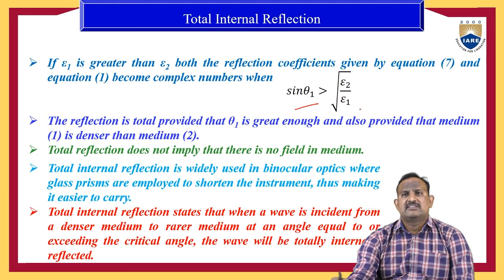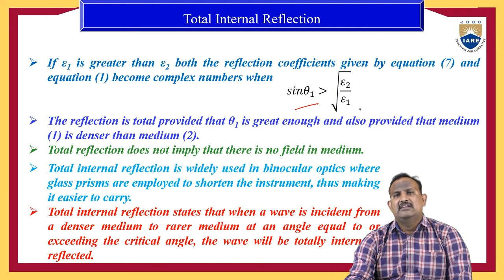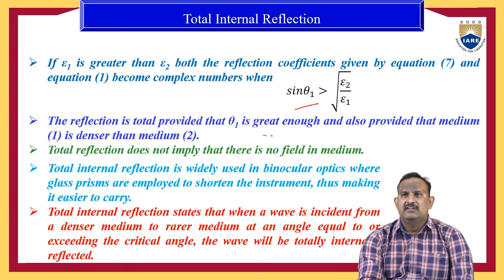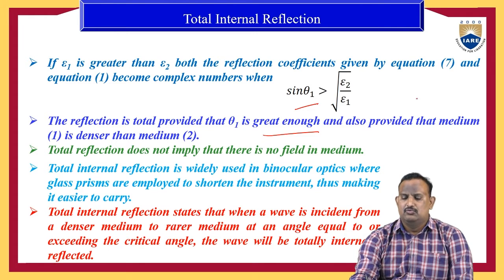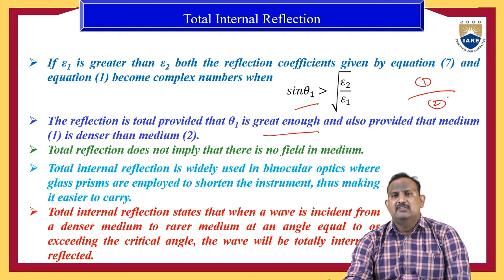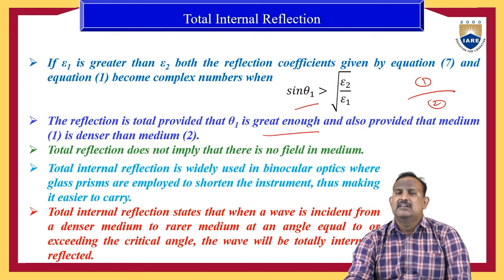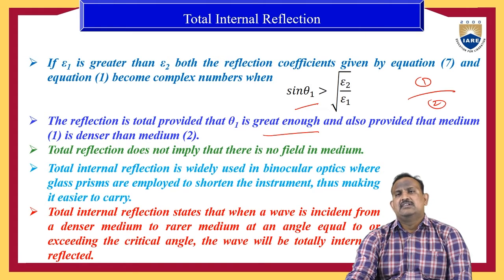So here the reflection is total, provided that theta 1 is great enough, and also provided that media 1 is denser than media 2. Let us assume there are two media, media 1 and media 2. Here media 1 is denser than media 2, then the total wave will be reflected. The total reflection does not imply that there is no field in media 2.